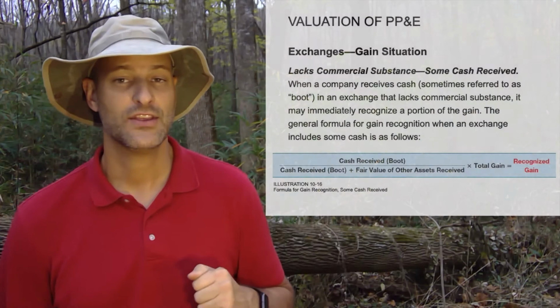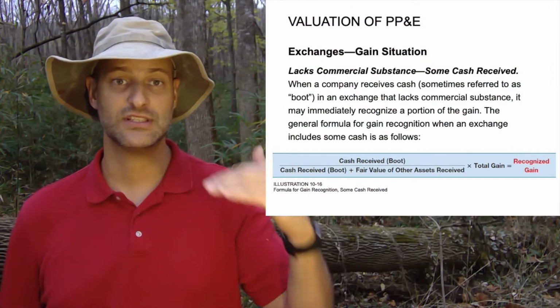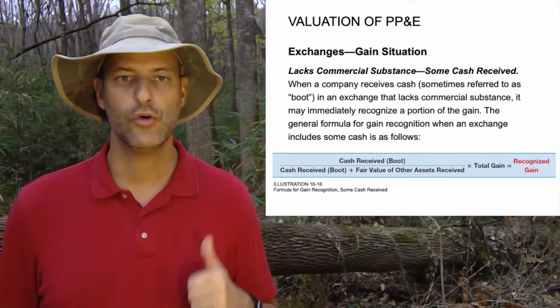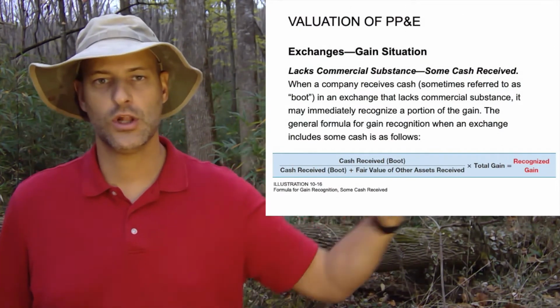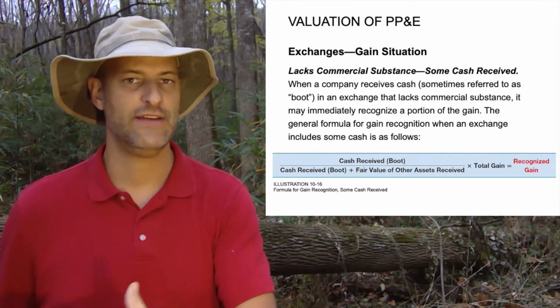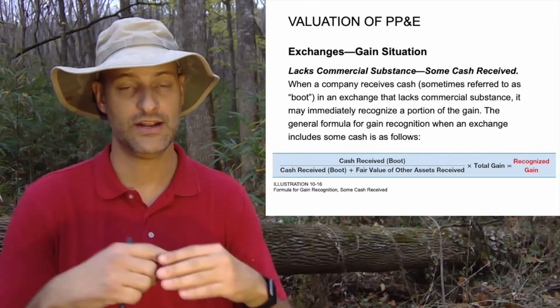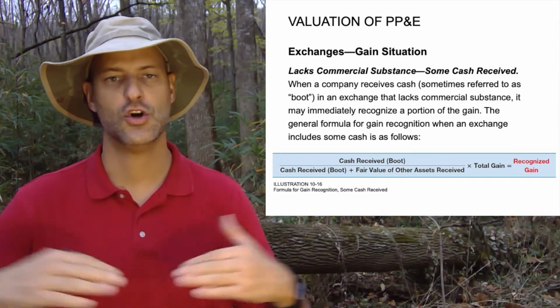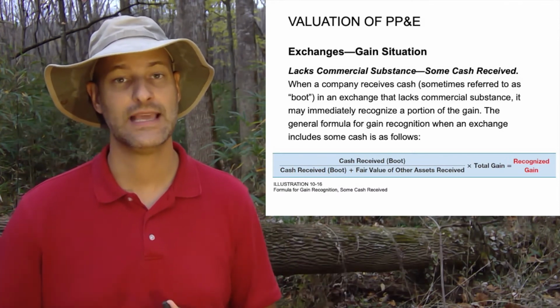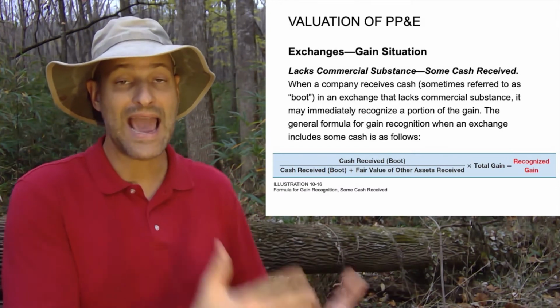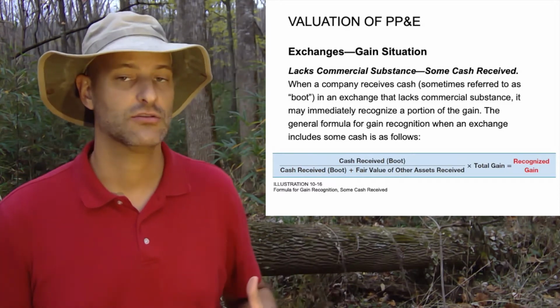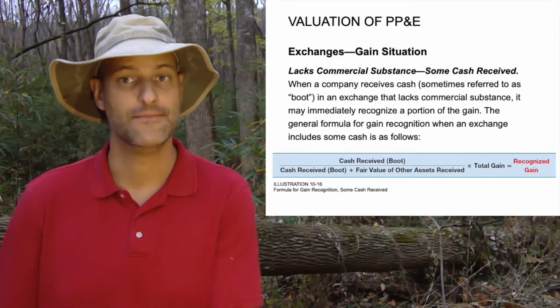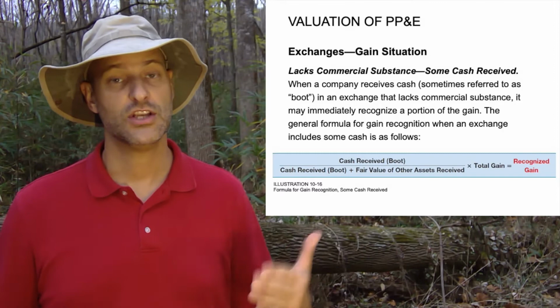received. So the equation for that is the cash received, which is called boot, over the total amount, which is the cash received plus the fair value of the assets received. So that's the total amount of the transaction. So it's the cash over the total amount of the transaction times the gain. So if we got half of the value in cash, then half of our gain could get recognized because we received cash.